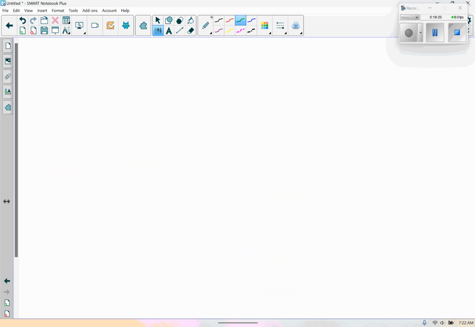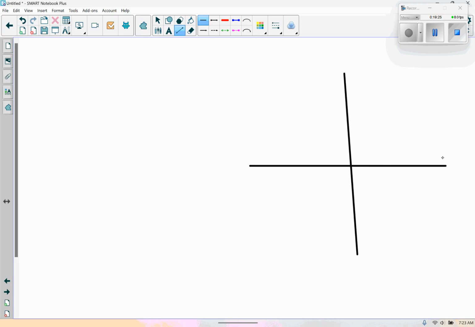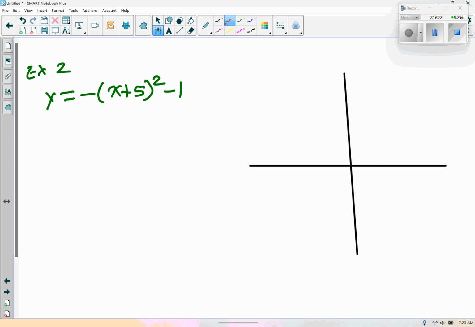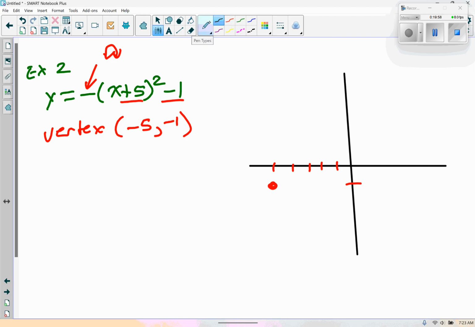All right, let's go and take a look at example number 2. So example 2, we have y equals negative (x plus 5) quantity squared minus 1. So this negative out here is going to mean it opens upside down, okay? Let's go ahead and find our vertex. So I'm going to give you negative 5. Remember, it's opposite of this, same as this. So negative 5, down 1. Okay. And let's start filling out our table.